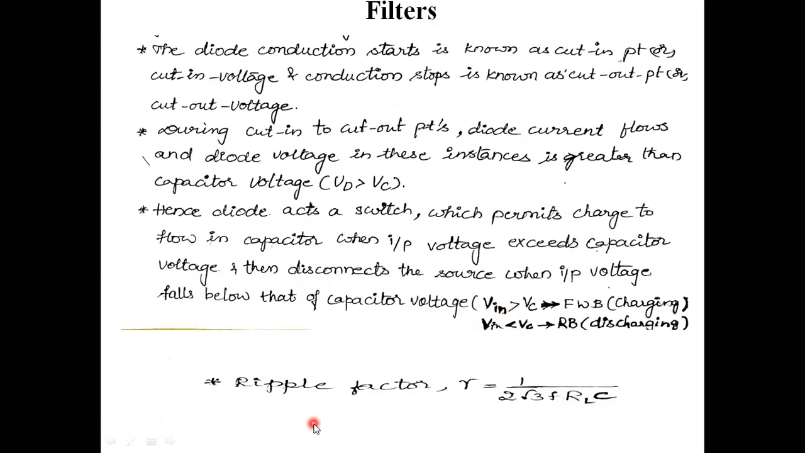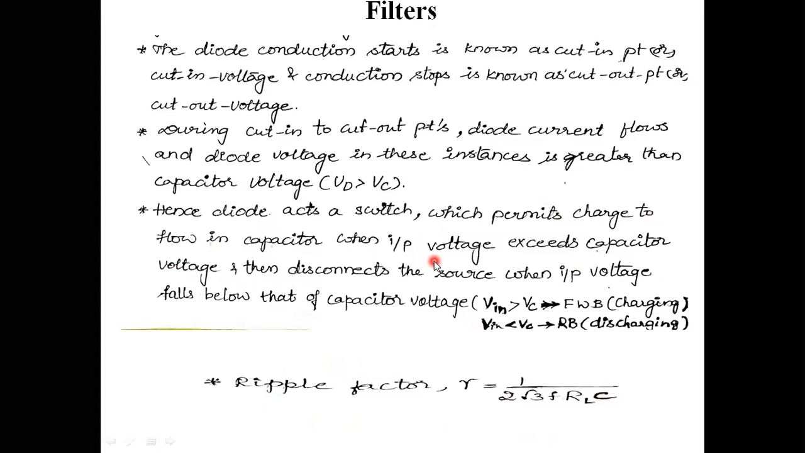And ripple factor for this half wave rectifier is given by gamma is equal to 1 by 2 root 3 f RLC. We are going to derive this formula in the next subsequent classes. We are going to derive this one with respect to the half wave rectifier and the bridge rectifier. Don't worry about this final term. Just in order to memorize this term, I have just shown here ripple factor.